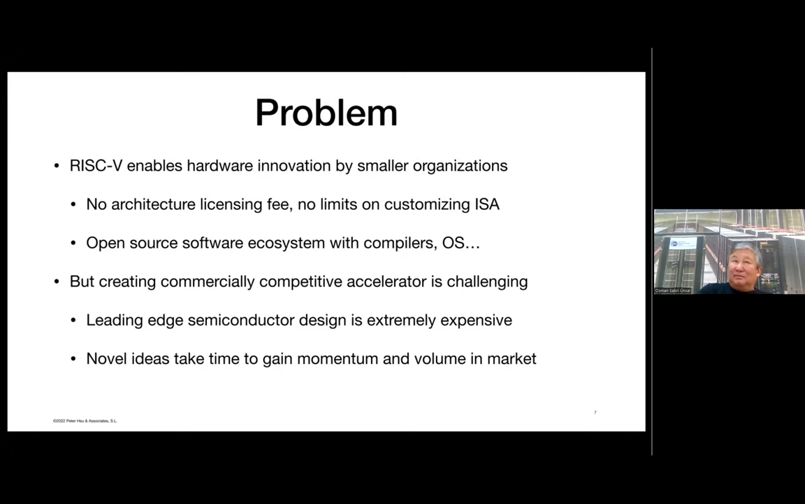I mean, even GPUs, you know, we developed those things back in the 90s, when it took more than a decade for it to become mainstream.